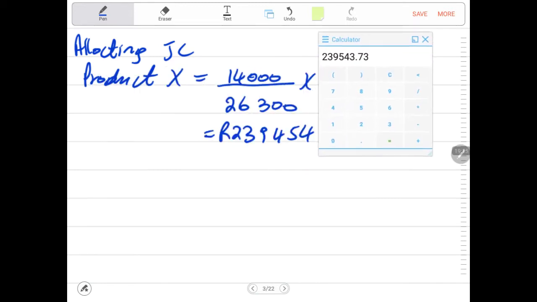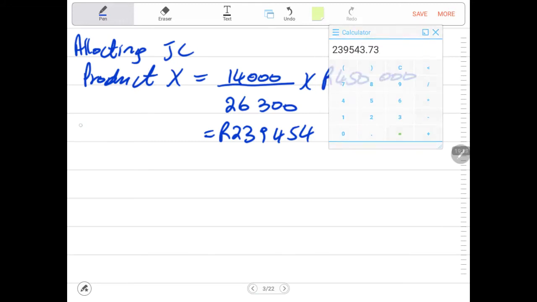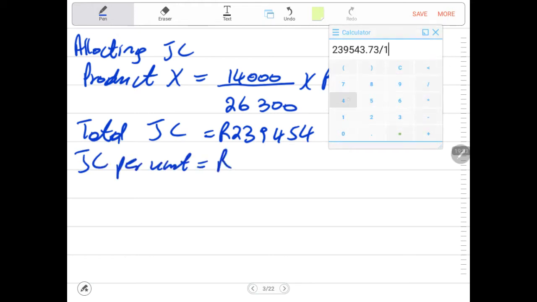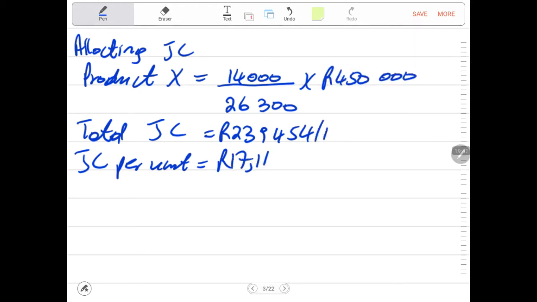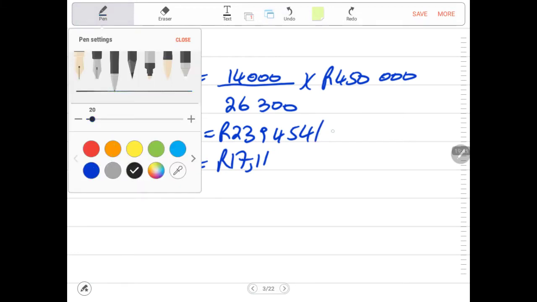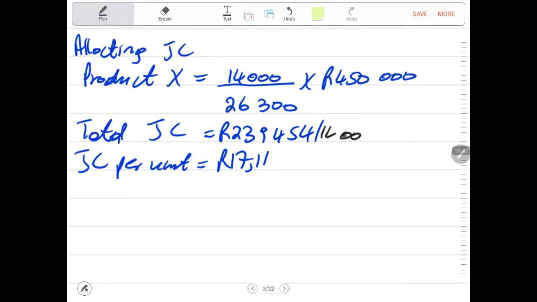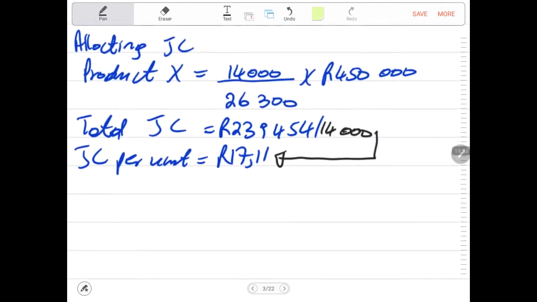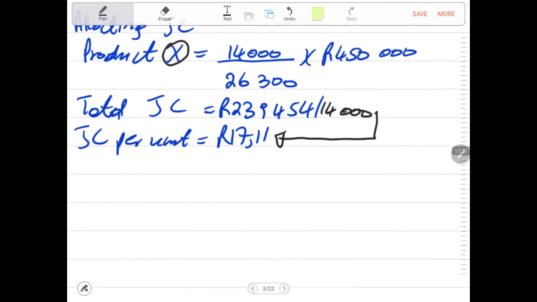I prefer also to calculate joint cost per unit because this is the total joint cost for product X. Then now we calculate our joint cost per unit. Joint cost per unit will be total joint cost divided by the number of units that were manufactured, which becomes 17 rand 11 cents. This might be required. Divide this by 14,000. After dividing this by 14,000 units that were manufactured, you get to your joint cost per unit with regards to product X. This is where we are focusing.